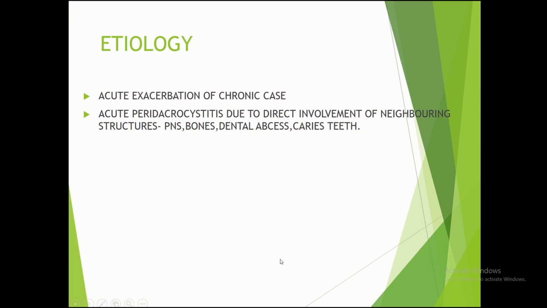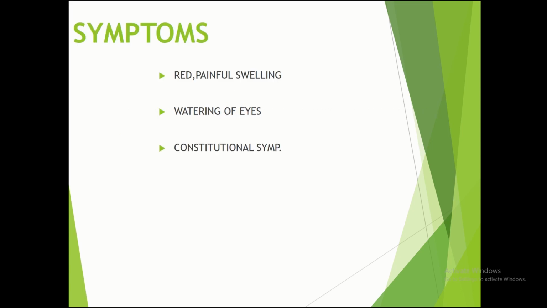So what is the etiology? Usually an acute dacryocystitis is nothing but an exacerbation of a chronic case, or it could be an acute peridacryocystitis due to infection coming from the paranasal sinuses, bones, or a dental abscess or carious tooth. What are the symptoms? You have a red painful swelling associated with watering of eyes or epiphora, and constitutional symptoms like fever can also be there.